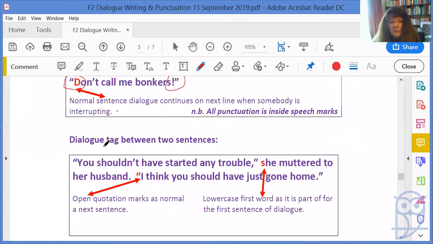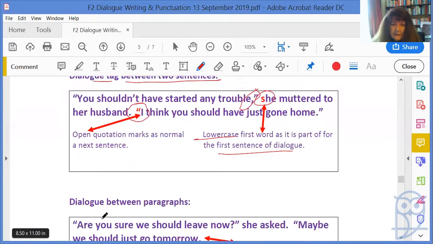Right. Dialogue between two sentences with the same person speaking. Your dialogue tag between two sentences. "You shouldn't have started any trouble," all punctuation in there, she muttered. Lowercase first word as it's part of the first sentence. Okay. "You shouldn't have started any trouble," she muttered to her husband. That's all one sentence. Then she does a new question. So again, it can stay on the same line because it's the same person speaking. "I think you should just have gone home." All right. So you open the quotation marks and capital letter all inside there. Okay. So it's all reasonably logical.